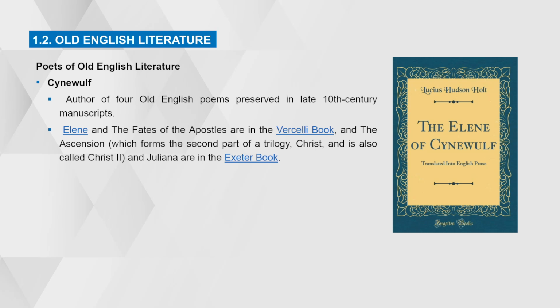Elene and the Faith of the Apostles are in the Vercelli Book. The Ascension, which forms the second part of the trilogy Christ, and is also called Christ II, and Juliana are in the Exeter Book.